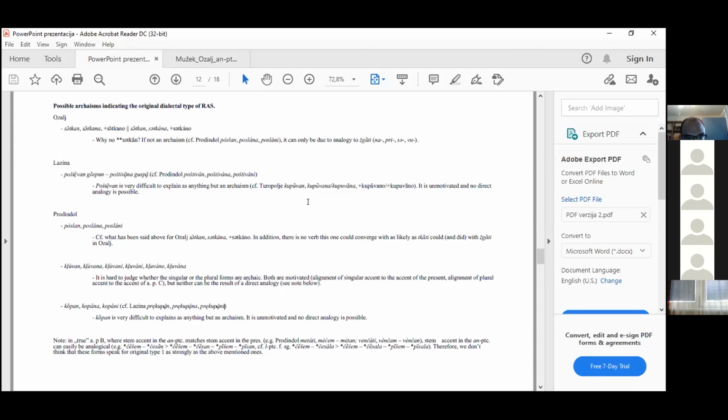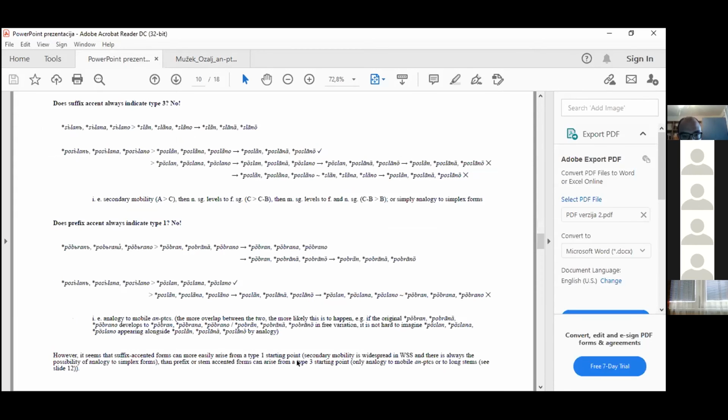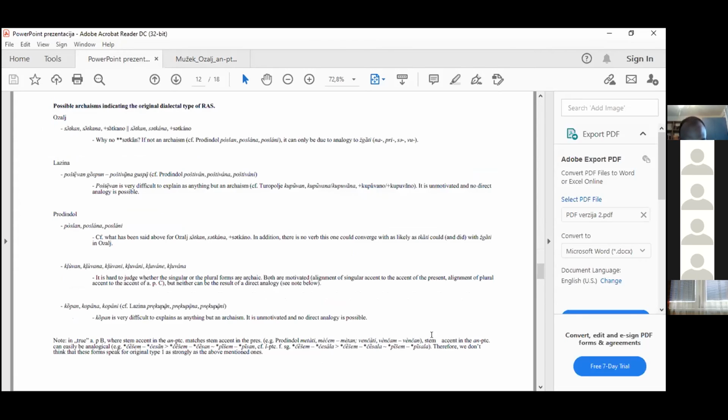And as for the other cases of stem accent in the dialects of Ozalj and Lazina, the verbs like česati, where we can find česãnъ in free variation with česãnъ, we don't think accents like česãnъ necessarily indicate type 1, because one can easily imagine an analogy with the present. For example, in long verbs, we would have pisati, pišem, pisan. And in short verbs, if we originally had česati, češem, česãnъ, one can imagine česãnъ becoming česãnъ by some kind of analogy. Similar to what happens in the L participle feminine. Well, česãla often becomes česala by analogy to pisala, which is phonetic in Kajkavian.